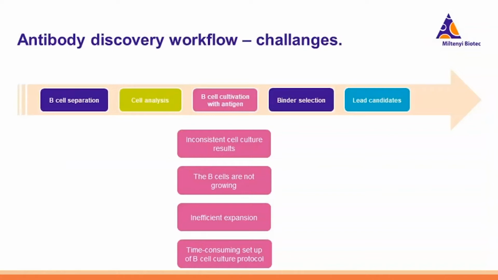Another complicated step for the B cells is the B cell cultivation, because this is not so easy. It's really time consuming. Primary B cells are not easy to cultivate. Sometimes they just die, they're not growing, and the expansion is not sufficient.